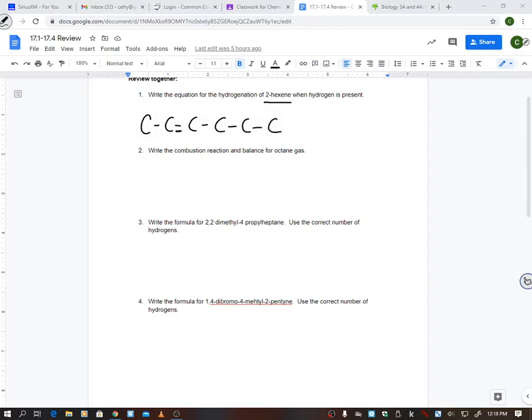Now I'm going to go ahead and add my hydrogens. 1, 2, 3, 4, 1, 2, 3, 4, 1, 2, 3, 4. I'm just making sure each carbon has its 4 bonds around it, and each line represents a bond, so it needs 4 lines around it. Now then, with hydrogenation, you're adding hydrogen. So I'm going to add H2.